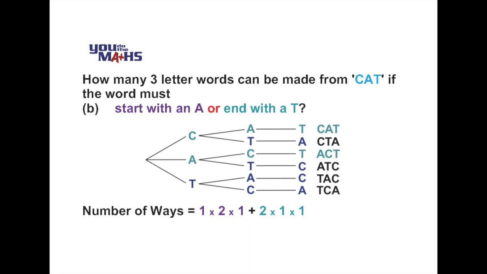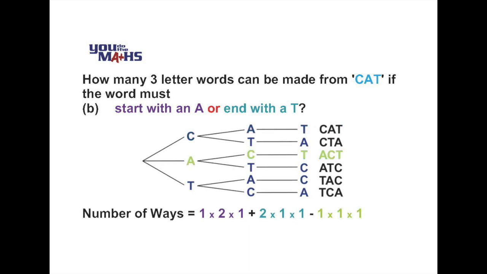And then what we have to do is consider the possibility of an overlap. In other words, are there cases where you can start with an A and finish with a T? And we've actually counted them twice. And that's occurred with the ACT. So we have to subtract that 1 times 1 times 1 because that's a situation where we do get A starting first and ending with a T.